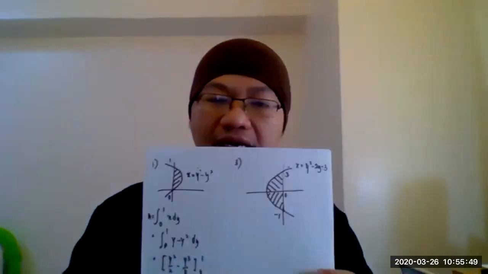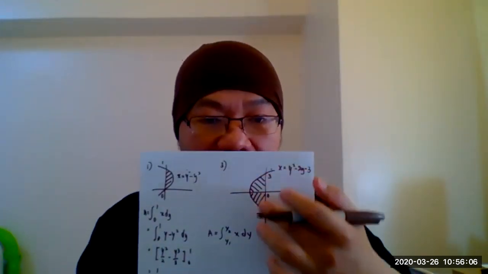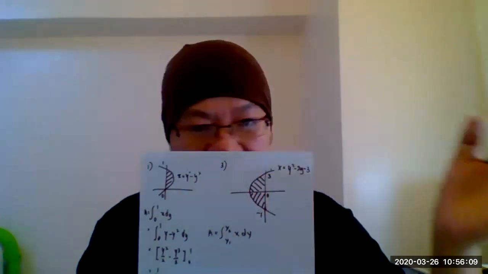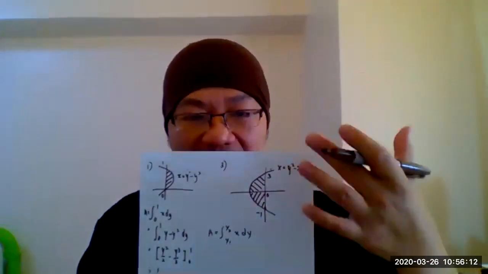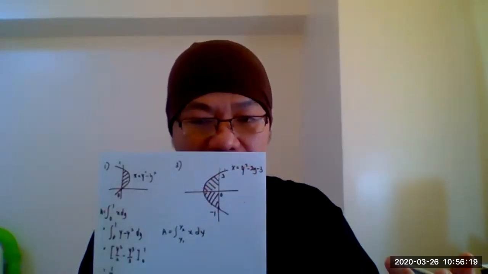Sangat mudah. Okay, now since this is against the y-axis, we know the formula is integrate y1 to y2, x dy. Now, since both of them are located on the second and third quadrant, it doesn't matter, but they have similar character. What I mean by similar character is both of them will give you the negative answer, right? Negative answer. Okay, so first integrate -1 to 0 x dy plus integrate 0 to 3 x dy.